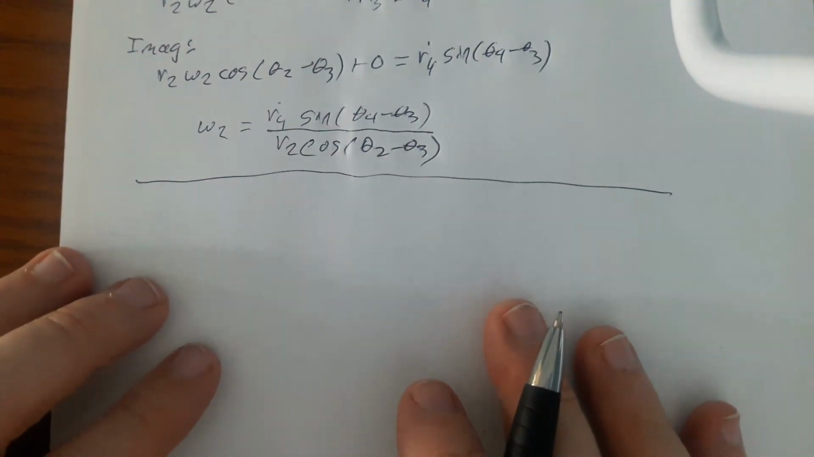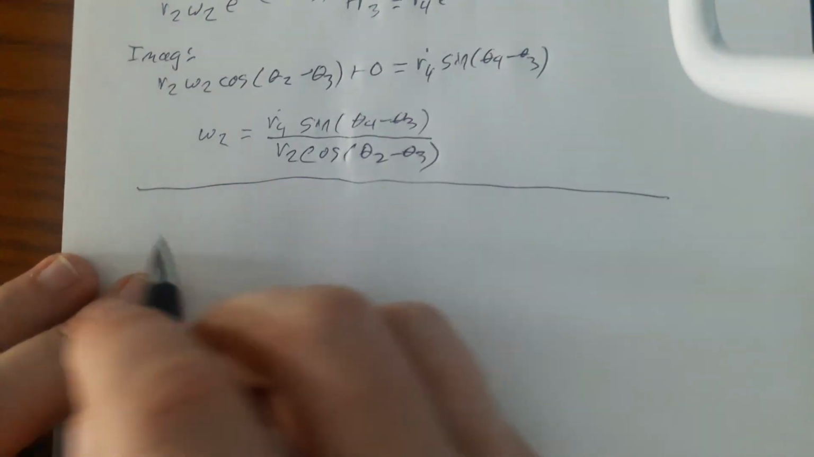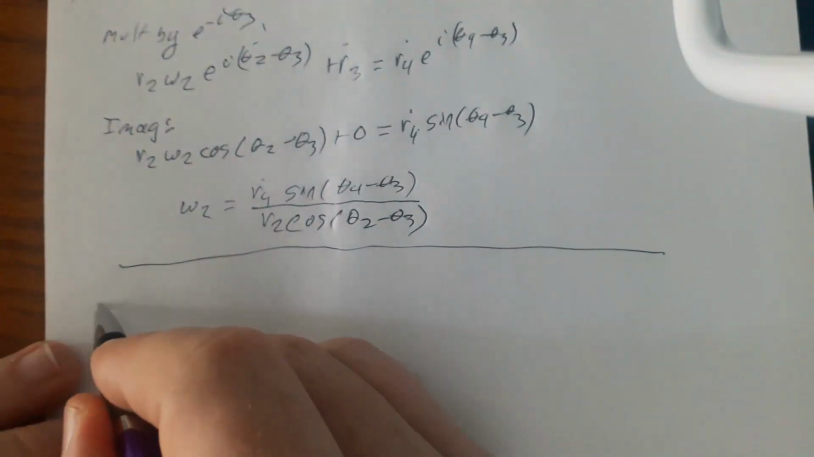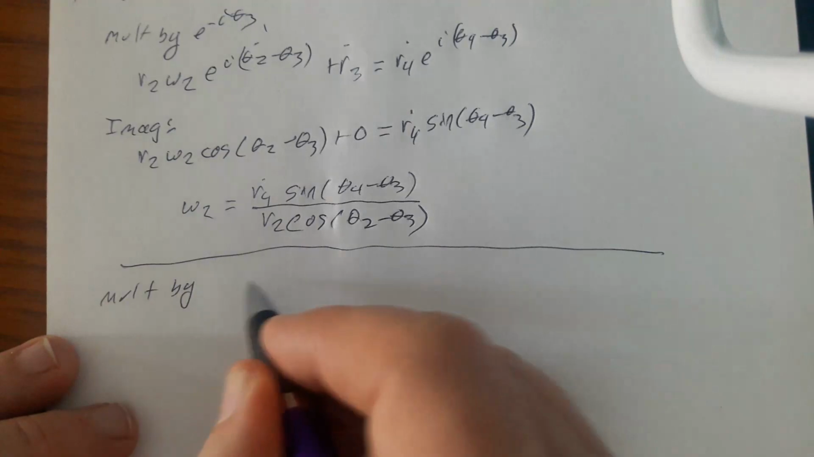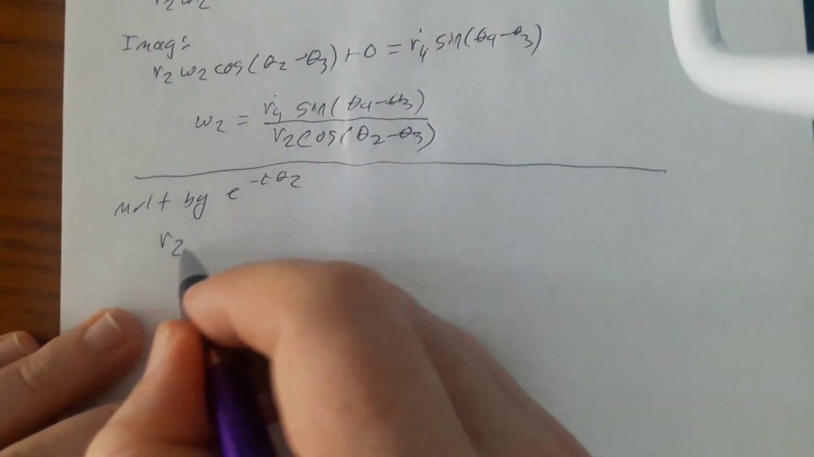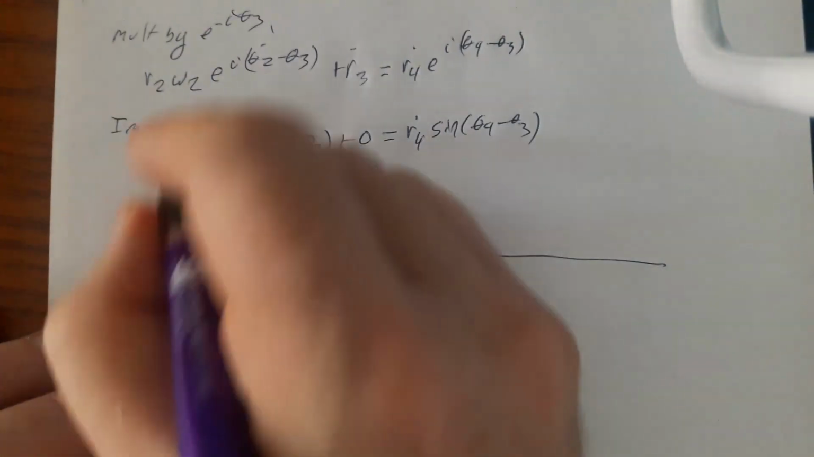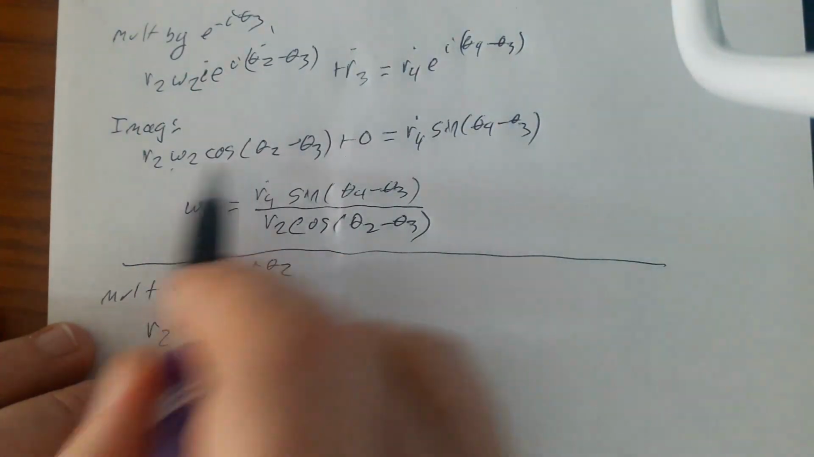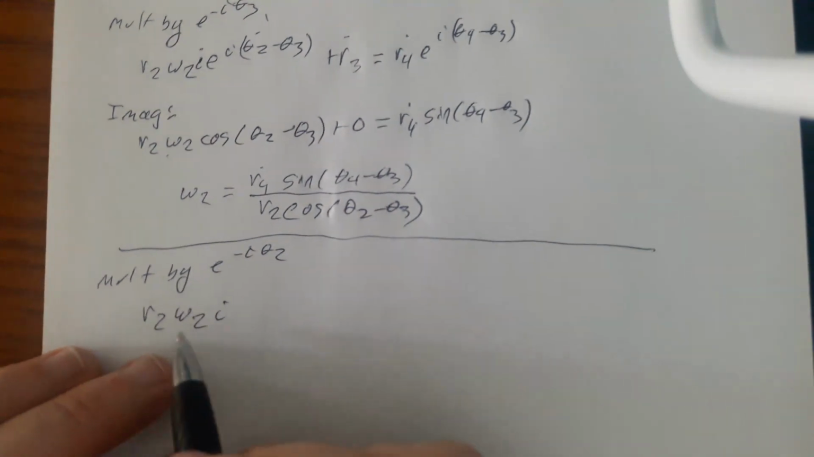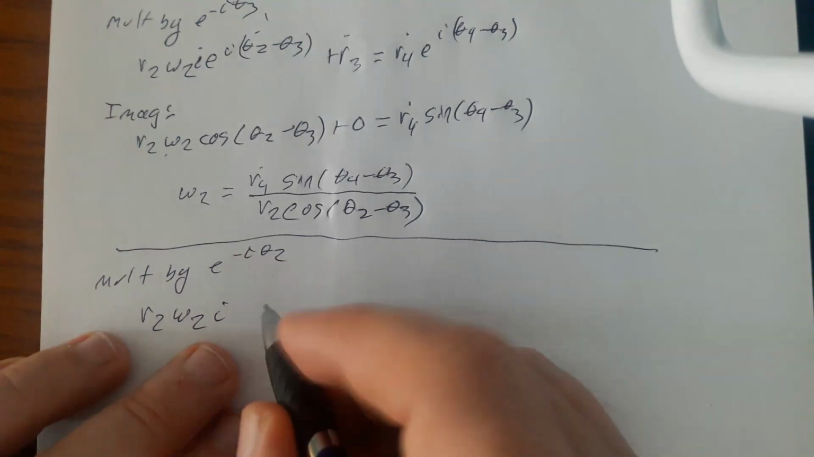Our next thing, we're going to solve for R3 dot. And so we'll go back to our velocity equation right here, and we'll multiply that by e to the minus i theta 2, and that will give us R2 omega 2 i. Actually, this should have had an i in it. I did that term correctly, but left out the i when I wrote that. I have R2 omega 2 i, and that's all you'll have.